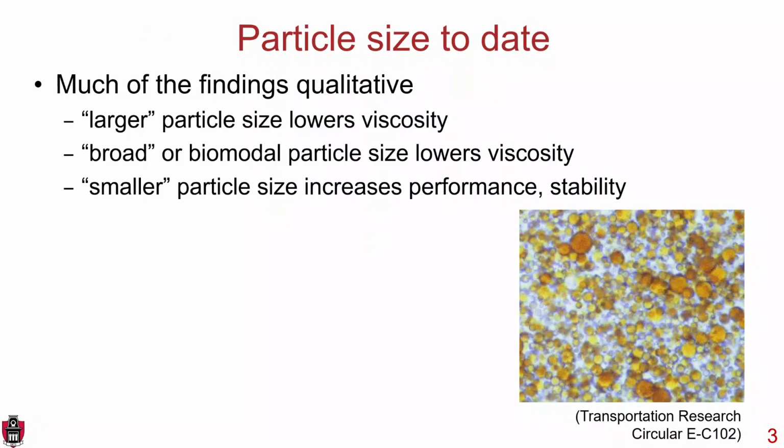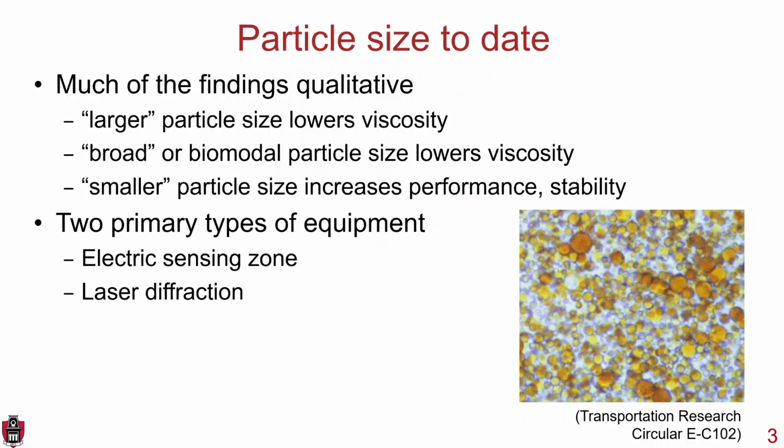When we're thinking about particle size, much of the findings have been qualitative when talking about asphalt emulsions. You see terms such as larger particle size lowers viscosity, or broad or bimodal particle size lowers viscosity, or smaller particle size increases performance and stability. But that begs the question, what is larger? What is broad? What is smaller? Can those be quantified? Now, there's two primary types of equipment to capture particle size: electric sensing zone and laser diffraction. And this work will use laser diffraction to quantify particle size.